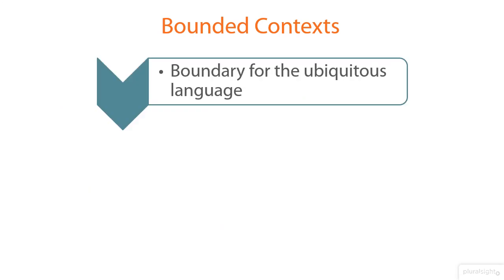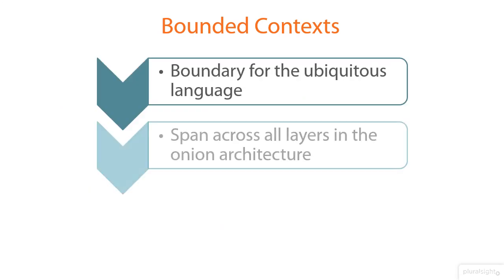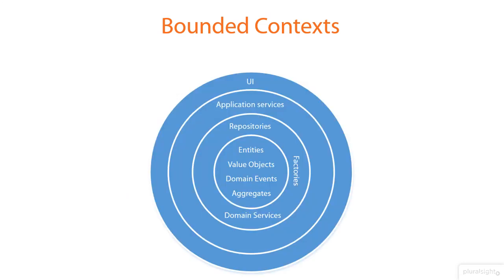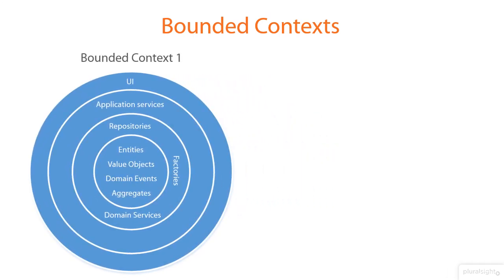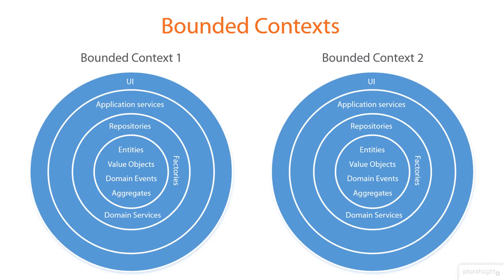Another important attribute of bounded contexts is that they span across all layers in the onion architecture. It means a bounded context is not something you can point out on this diagram. Each of them is represented with its own onion, so to speak. So, if you decide to introduce a new bounded context, it should have its own set of entities, repositories, factories, application services, and all other layers from the onion architecture.